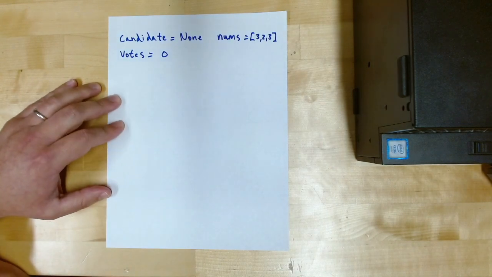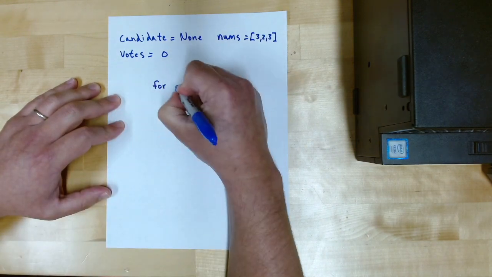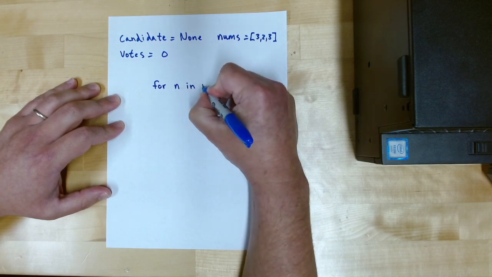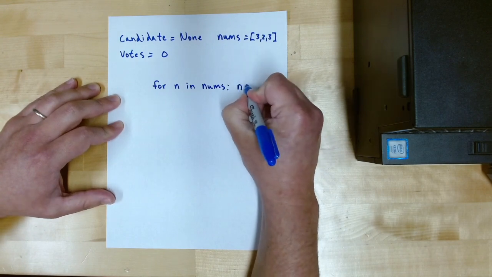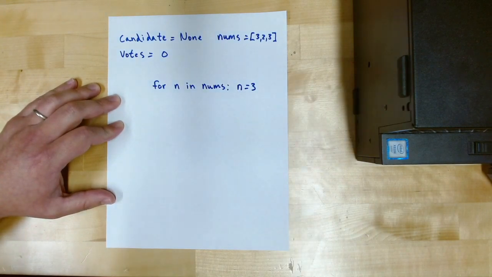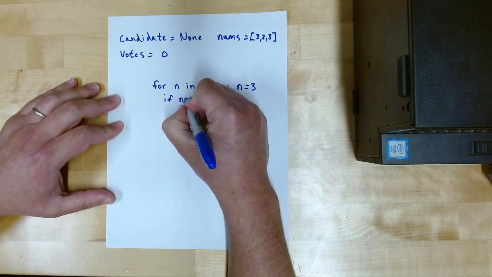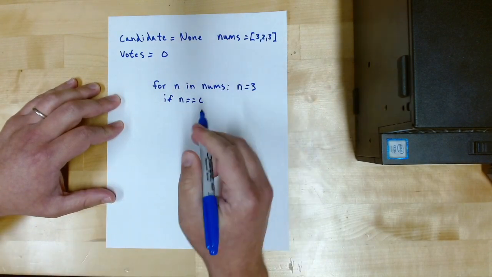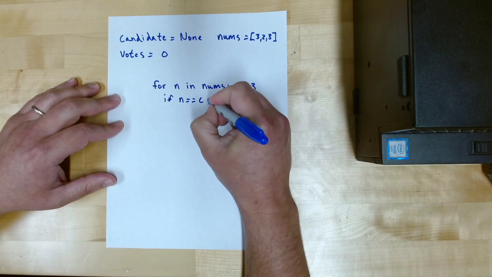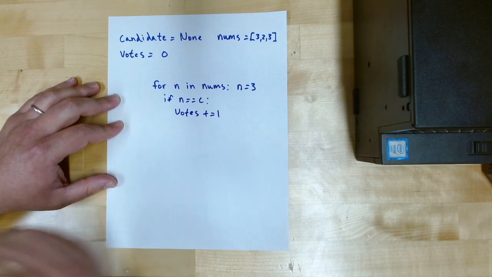And now we're going to iterate through nums. We don't need the index for this algorithm. So using Python, we'll say for n in nums. So let's go ahead and write down what n will be for the first iteration. N will be 3. If n equals our candidate, and I'm just going to put C for shorthand because I can't fit all that here. My handwriting is giant. Then we're going to increment the votes by 1.